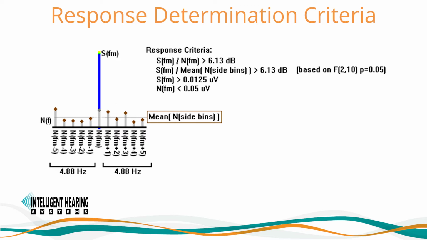The minimum response amplitude must be greater than 0.0125 microvolts. This is the first horizontal line on the spectral analysis graph. Your red and blue responses should be above this line for it to be considered a pass response. The second criteria is that the signal amplitude minus the noise amplitude, also known as the signal-to-noise ratio or SNR, in the response bin must be greater than 6.13 dB. The third criteria is that the SNR of the side bins, which are the 5 bins or 5 Hz on either side of the response bin, must be greater than 6.13 dB.